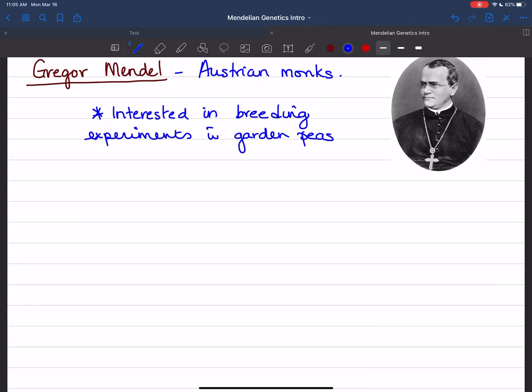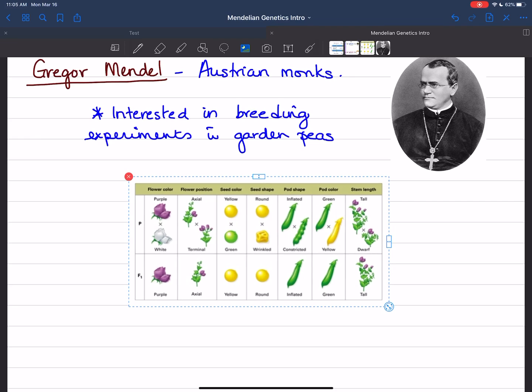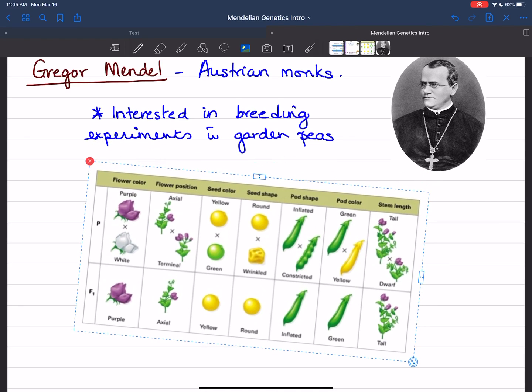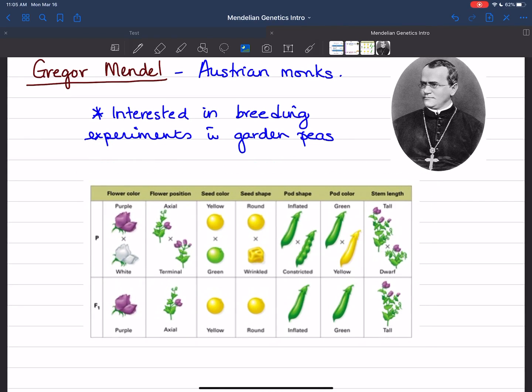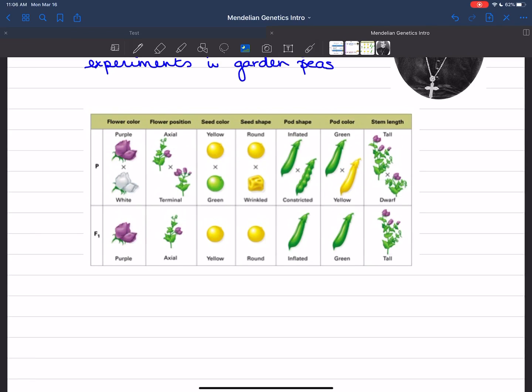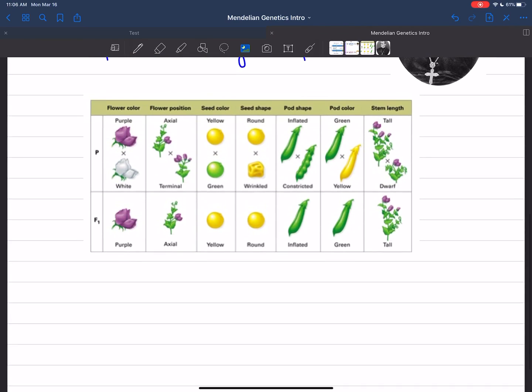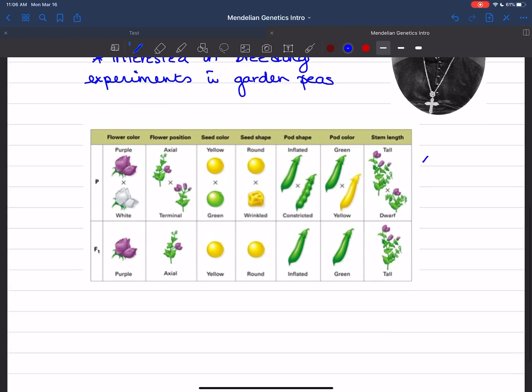And he liked garden peas for a particular reason. We're going to see that garden peas have several different traits, as you can see here. So you can have different flower color, flower position, seed color, seed shape, pod color, stem length. So you can see a lot of different characteristics by working with these peas. So they had many different traits.